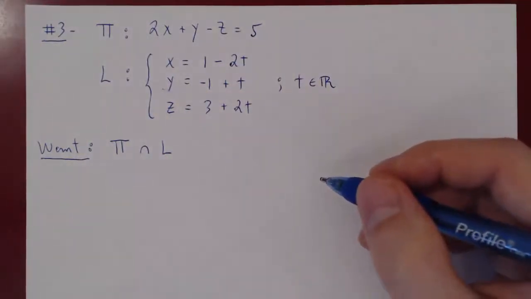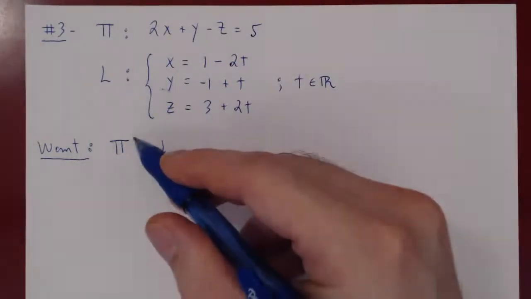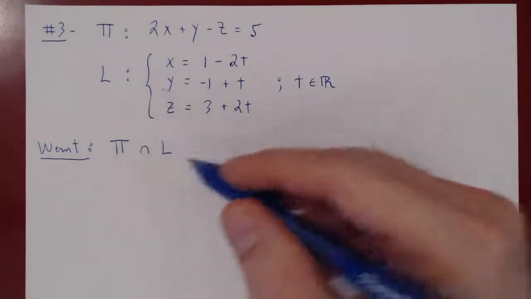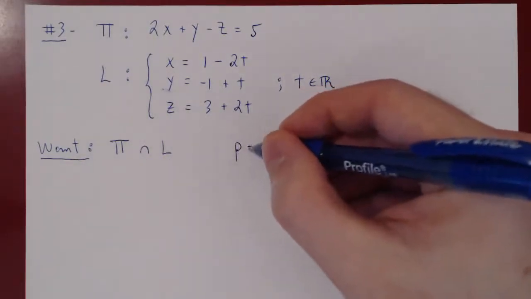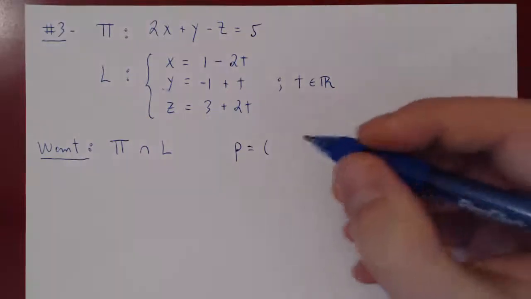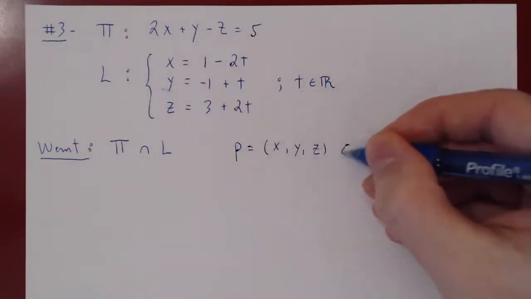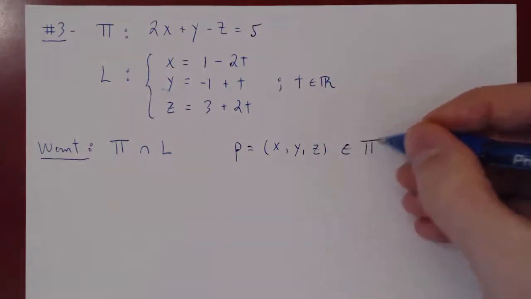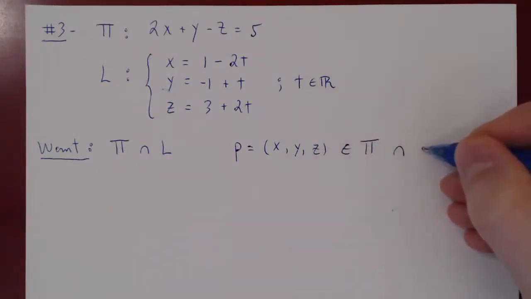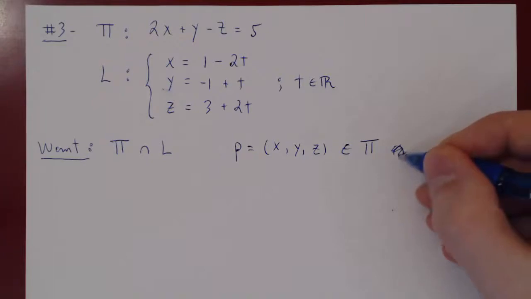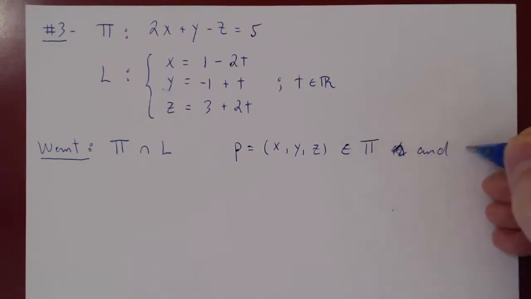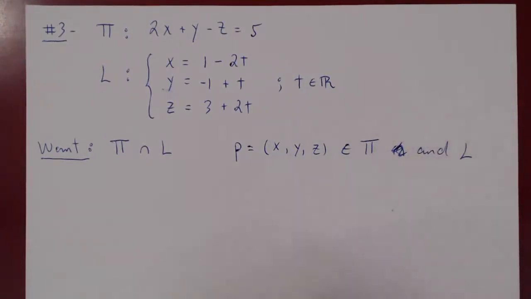Well, algebraically, we're looking for points that lie on these two objects, on the plane and on the line. We don't know what the point or points are, so the coordinates are unknown, they're variables. But it has to belong to the plane pi and, let me write and, the line L as well.